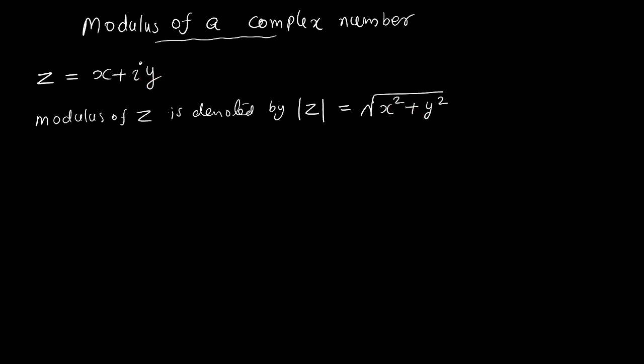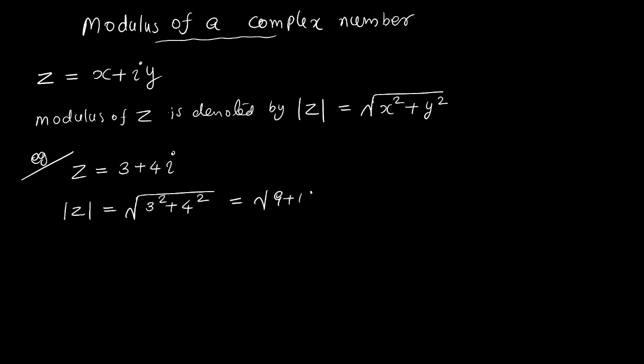For example, suppose z equal to 3 plus 4i. Mod z is equal to root of x square plus y square, I mean 3 square plus 4 square. Understood? So you will get 9 plus 16, root 25, equal to 5.